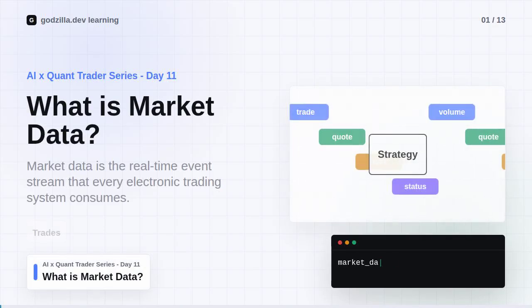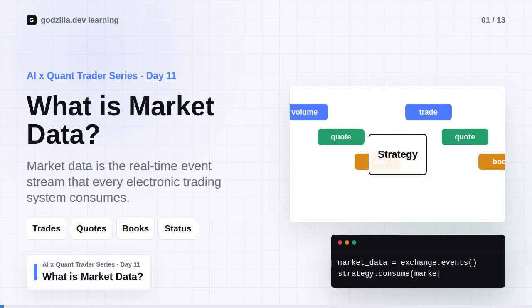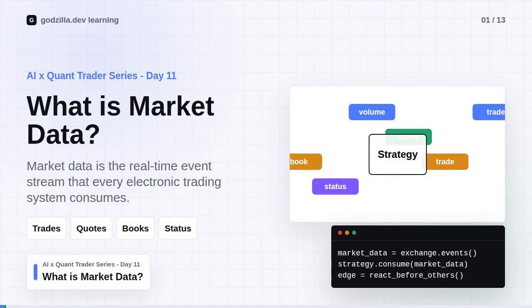Day 11. What is market data? In electronic trading, every decision starts with a stream of exchange events: trades, quotes, order book updates, status messages, and instrument information. This chapter explains how that stream becomes the live market state used by quantitative and high-frequency trading systems.